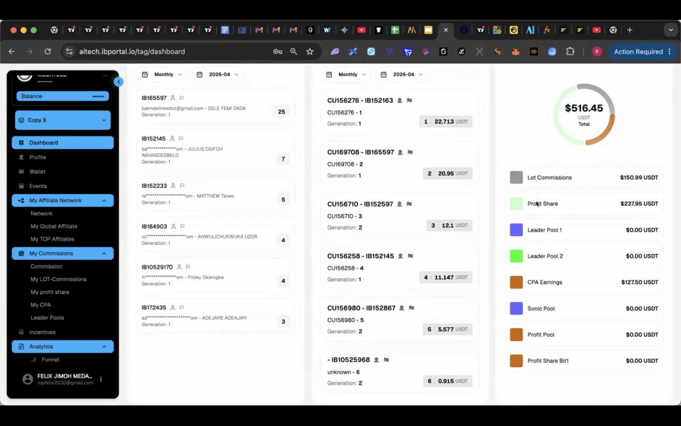That's one. Number two, profit share. If you look at this account now, it has made maybe $150 so far. Then this one has made $237 so far. So what do we mean by profit share? Profit share simply means Sonic is trading, and whatever profit they make, they take 30%. That 30% they take, what are they doing with it? They only take 5% out of it and give to the developer. 25% is shared from level 1 to level 10.